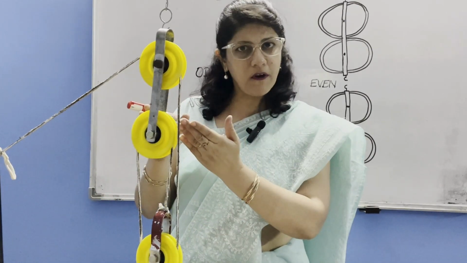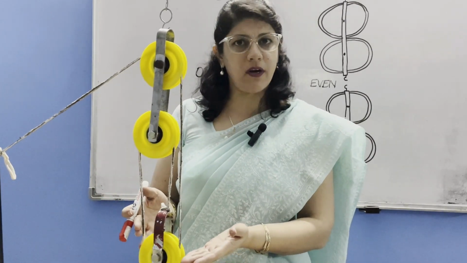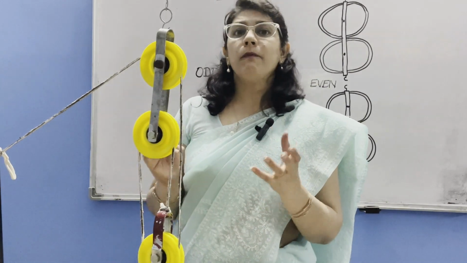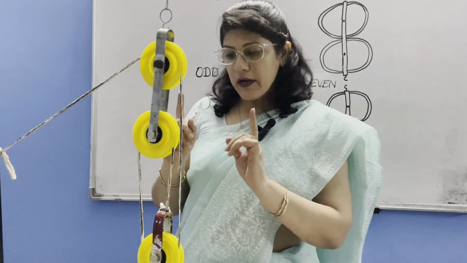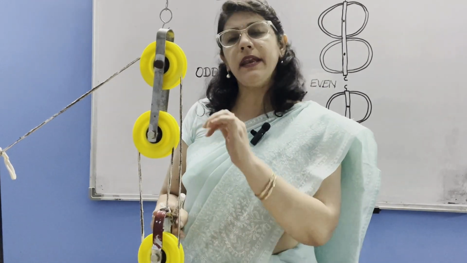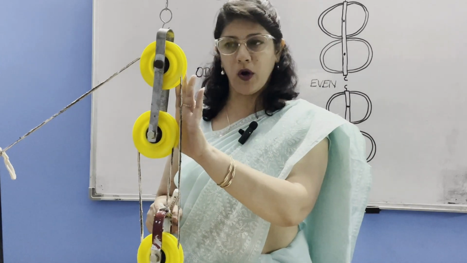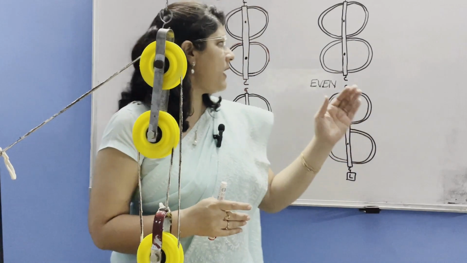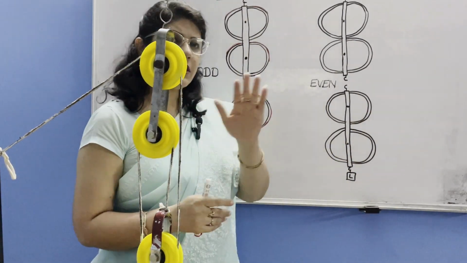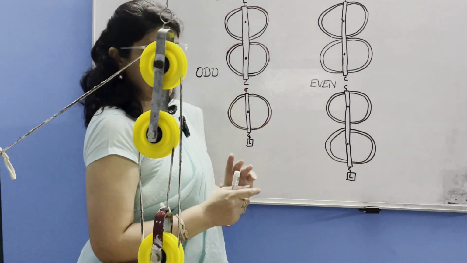It may have several pulleys, and the lower block may also have several pulleys. It depends, but remember, the number of pulleys in the lower block can never be more than the pulleys in the upper block. It may be one less or may be equal. If they are equal, then we have an even number of pulleys. If it is one less, then we have an odd number of pulleys.